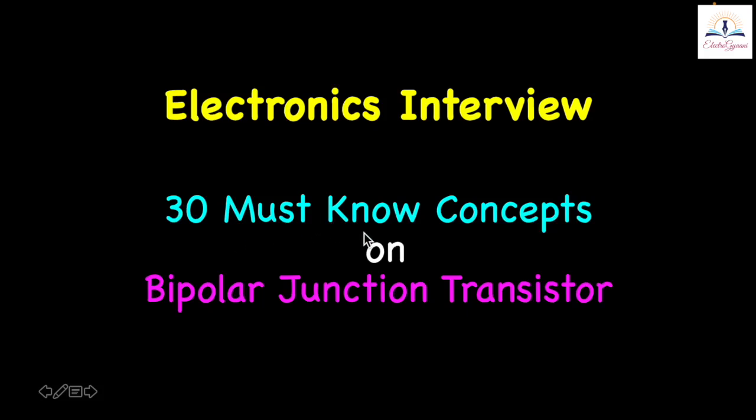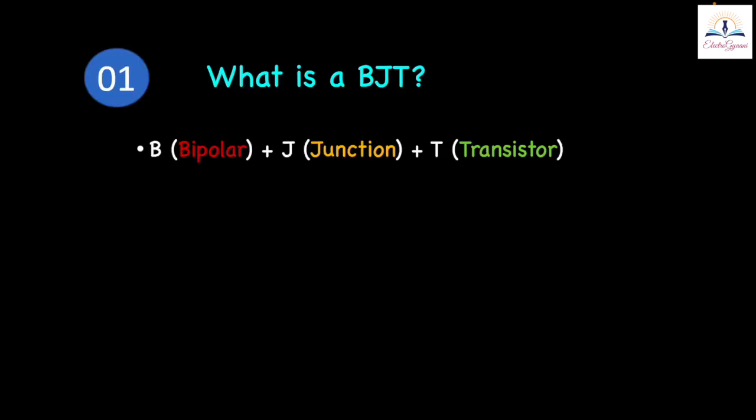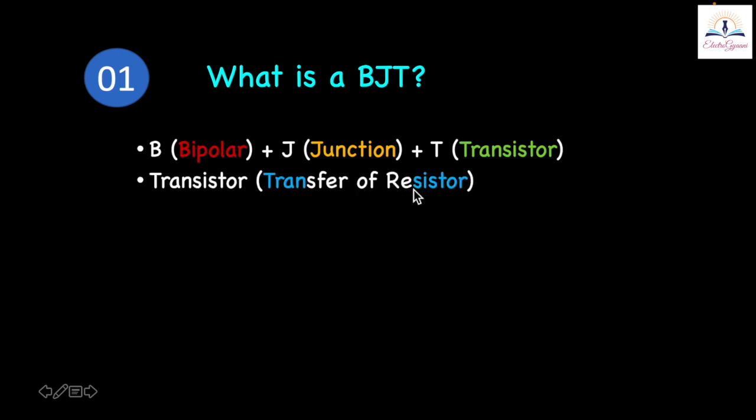Let's see what are the 30 must-know concepts on bipolar junction transistor. The first one is what is a BJT. Here B stands for bipolar, J is junction, T is transistor. This T is taken from transfer of resistor.